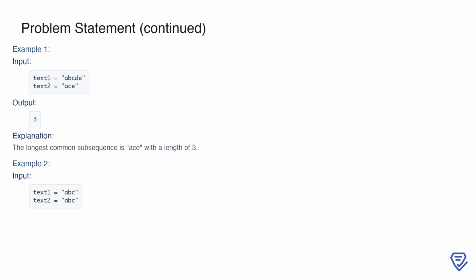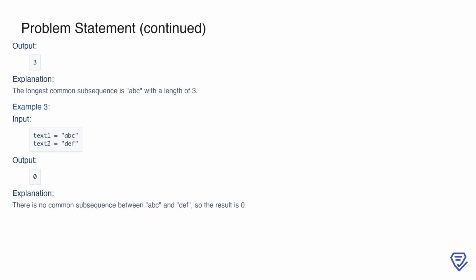Now, take another example where both text1 and text2 are ABC. Here, the entire string itself is the longest common subsequence, and its length is also 3. For the second example where both strings are ABC, the output is 3 because the strings are identical.